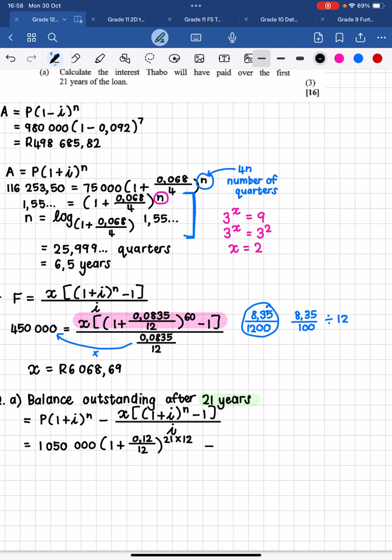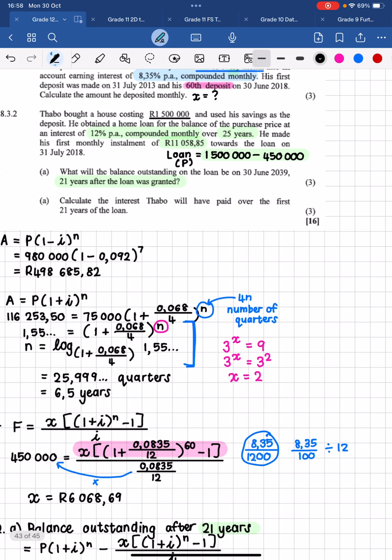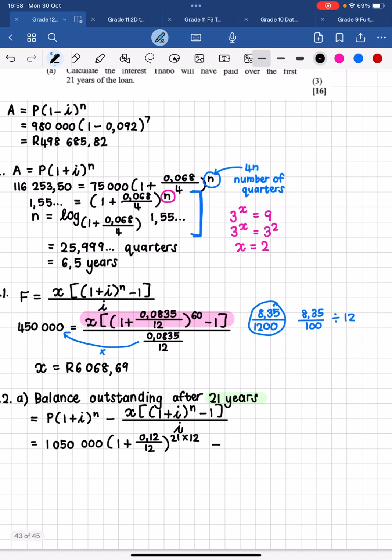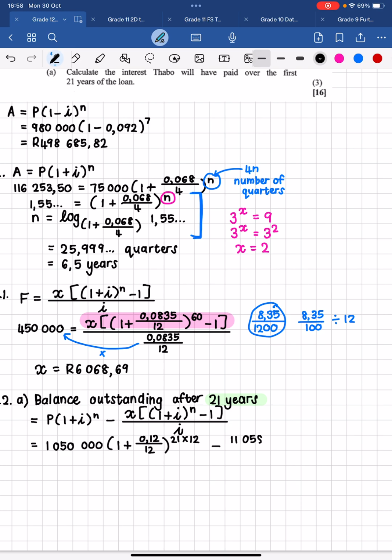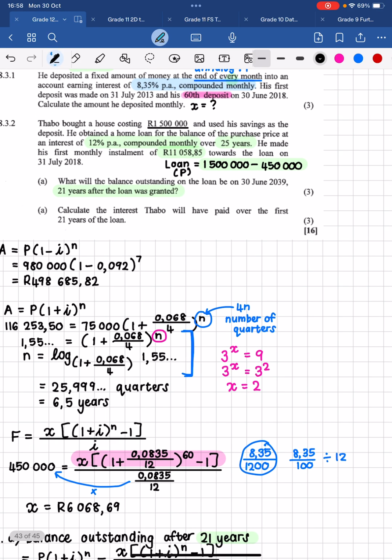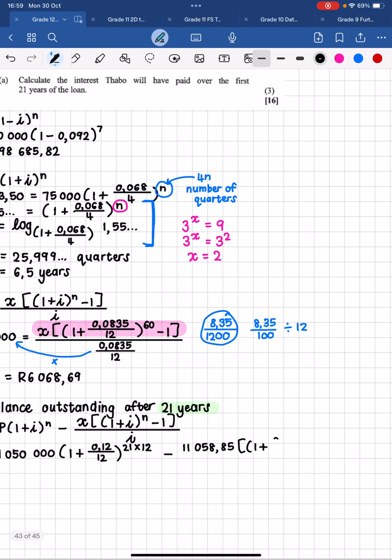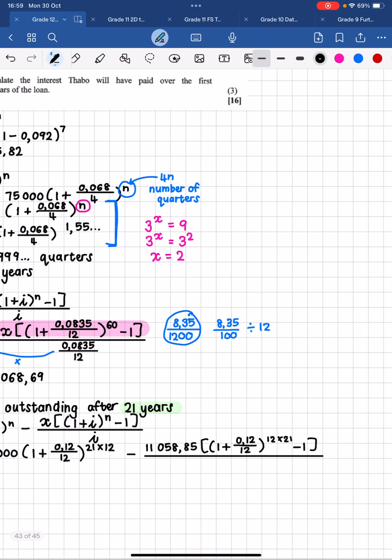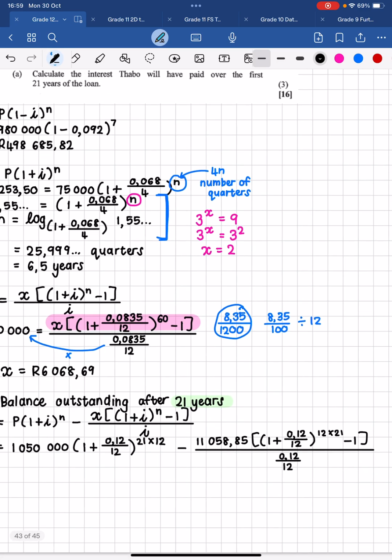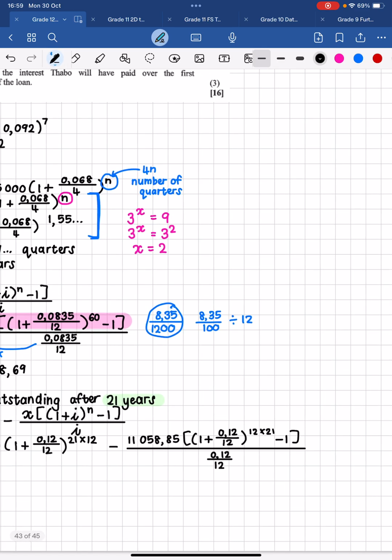Now we are going to subtract the future value of all of the payments that he's made, almost as if he has been investing this money all the time. So it's 11,058 Rand and 85 cents. 11,058.85. I keep forgetting this number. Let me just check again. Yes. And now I am just using the future value annuity with the same interest rate. Again to the power of 12 times 21, minus 1. Sorry, it's a lot of writing to do. Over 0.12 over 12. Right, so this is the normal compound interest formula minus the future value formula.